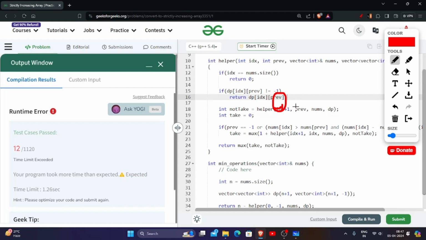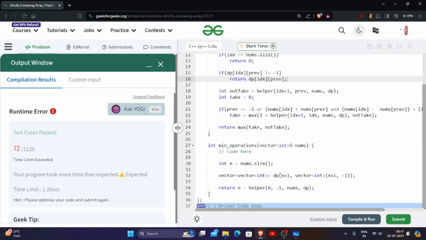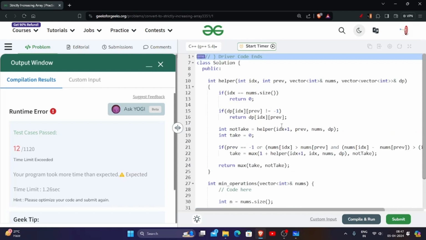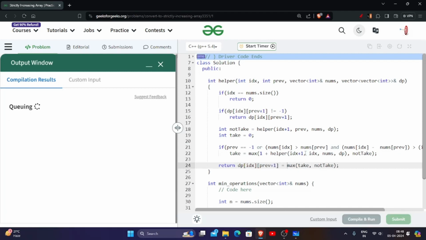But prev is minus 1, and we know that index minus 1 does not exist. So can we do a coordinate shift, so that minus 1 is represented with 0, 0 is represented with 1, and 1 with 2? We can do this. So minus 1 will be represented with index 0. That's why I have taken n plus 1 DP. Now I can say prev plus 1, because minus 1 plus 1 makes it 0, and store this in DP of index, prev plus 1. Let's hope this works fine.